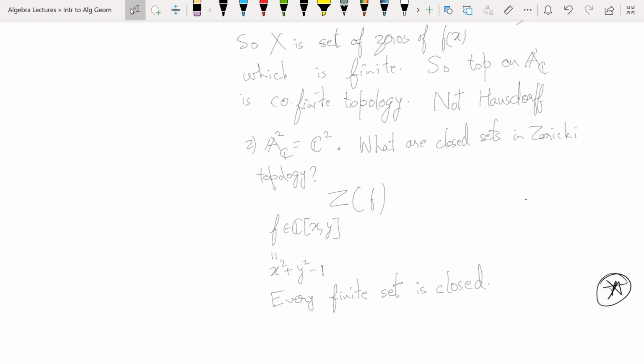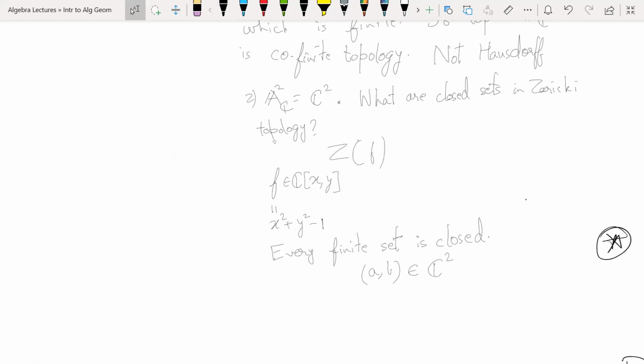But how do you see that every finite set is closed? For this, you just have to check that every point is closed, because a finite union of closed sets is closed. So you take a point in C2, let's say (a, b) belongs to C2. Then how do you show that this is a closed set?